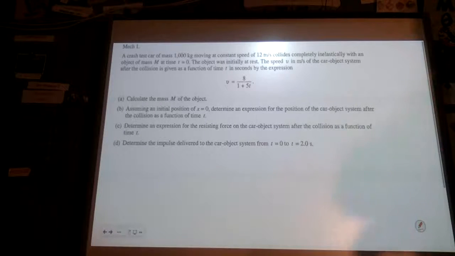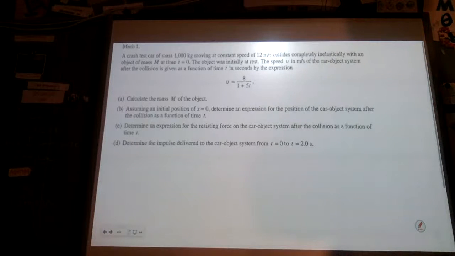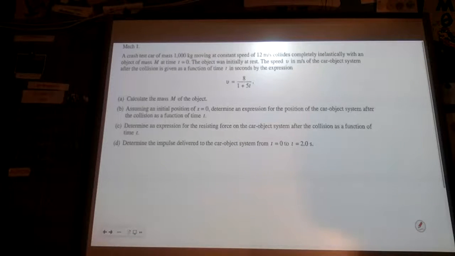All right, a crash test car of mass 1,000 kilograms, moving at a constant speed of 12 meters per second, collides completely inelastically with an object of mass big M at time t equals 0. The object was initially at rest. The speed v in meters per second of the car object system after the collision is given as a function of time in seconds by the expression v equals 8 divided by 1 plus 5t. Calculate the mass of the object.